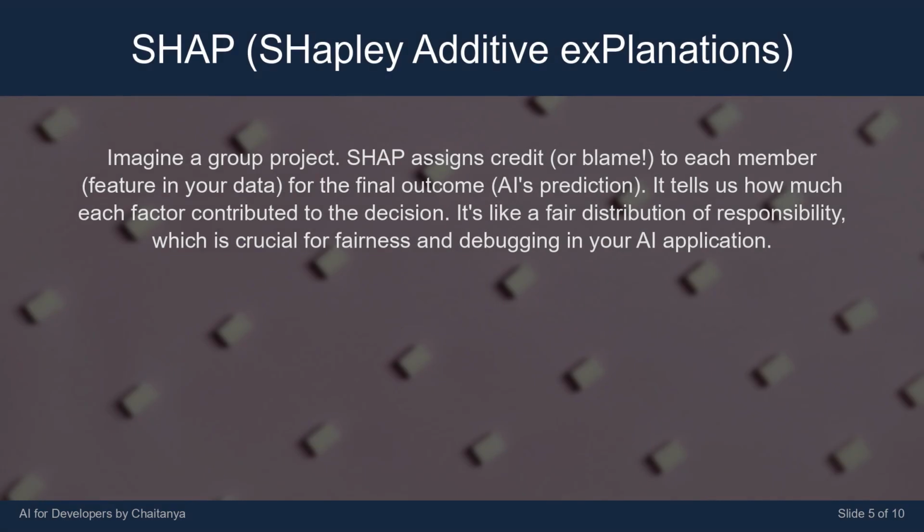Imagine a group project. SHAP assigns credit, or blame, to each member, each feature in your data, for the final outcome, the AI's prediction. It tells us how much each factor contributed to the decision. It's like a fair distribution of responsibility, which is crucial for fairness and debugging in your AI application.